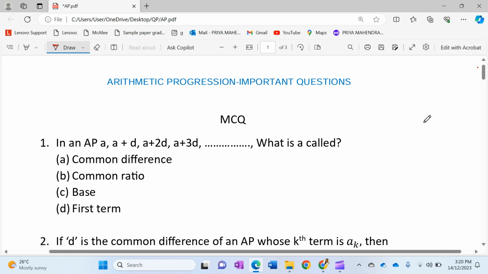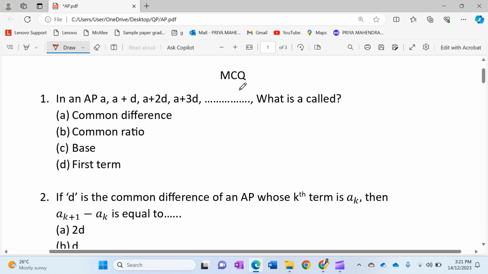In this video, we are going to discuss the important questions from the previous year CBSE papers for the chapter Arithmetic Progression. Let's get into the video. Let's begin with the MCQ questions.